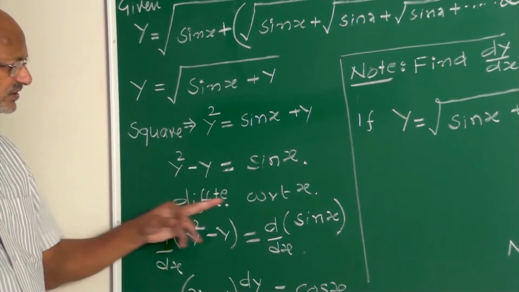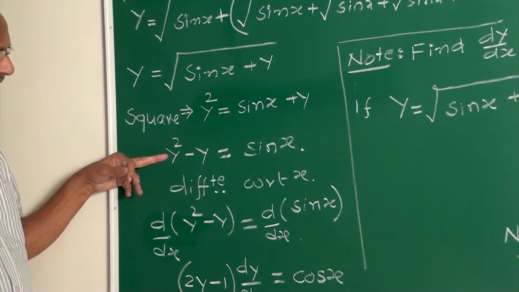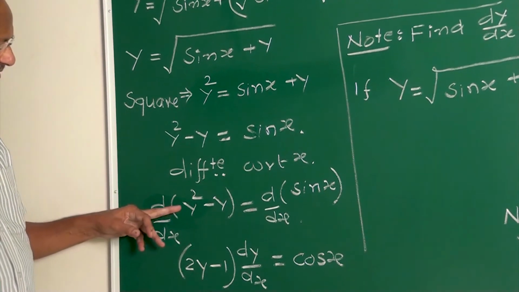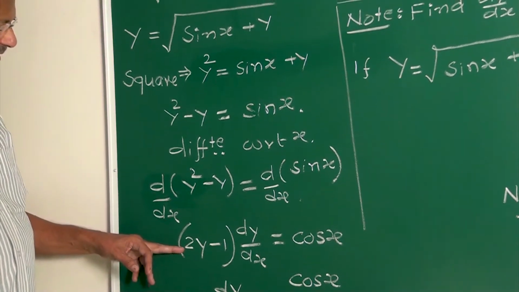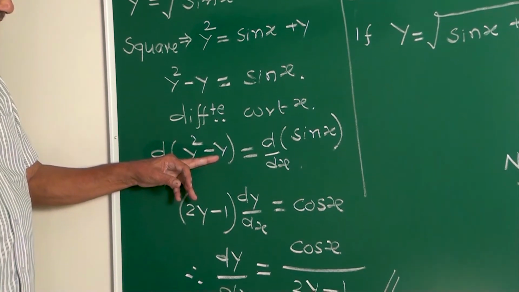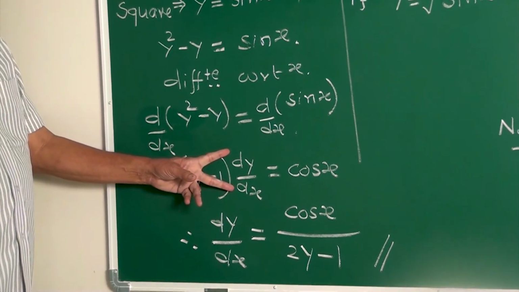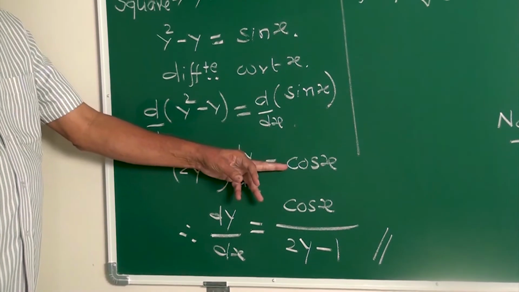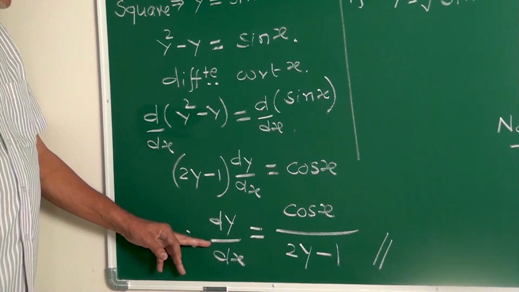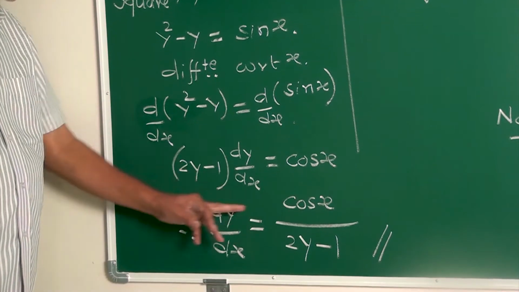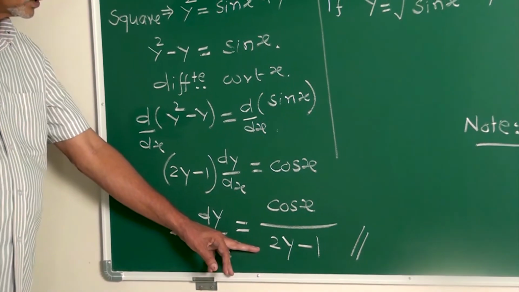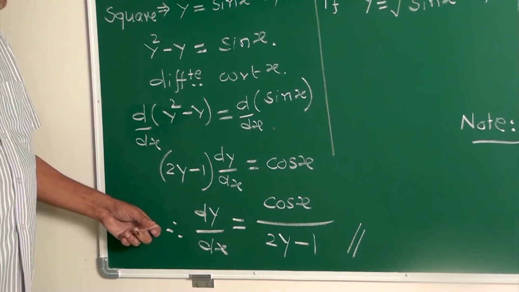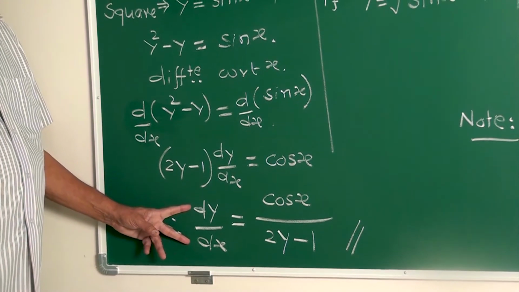Differentiate with respect to x. First with respect to y, then with respect to x. First, derivative of y square with respect to y, minus derivative of y with respect to y is 1, then dy by dx equal to derivative of sin x, which is cos x. So dy by dx is cos x upon 2y minus 1. This is the wanted derivative.